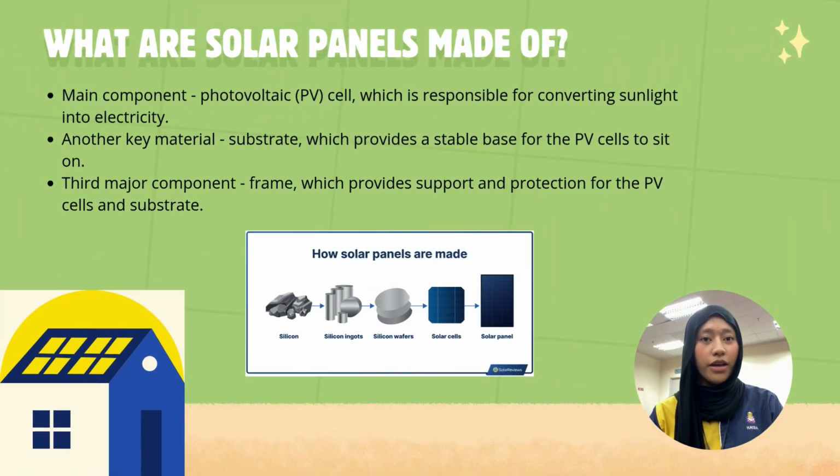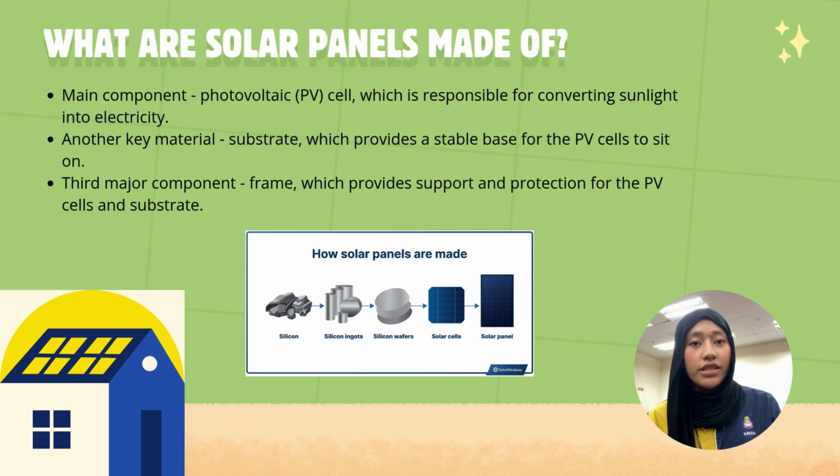What are solar panels made of? The main component of a solar panel is the photovoltaic PV cell, which is responsible for converting sunlight into electricity. PV cells comprise a semiconductor material, usually silicon, with unique electrical properties that make it ideal. Silicon is a highly abundant and versatile material widely used in electronics and other industries. PV cells typically consist of a thin wafer of silicon coated with a layer of phosphorus and boron to create a positive and negative charge, respectively.